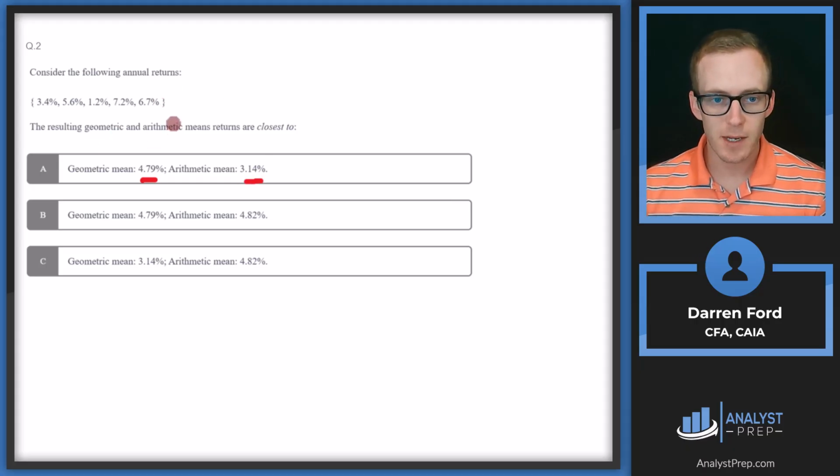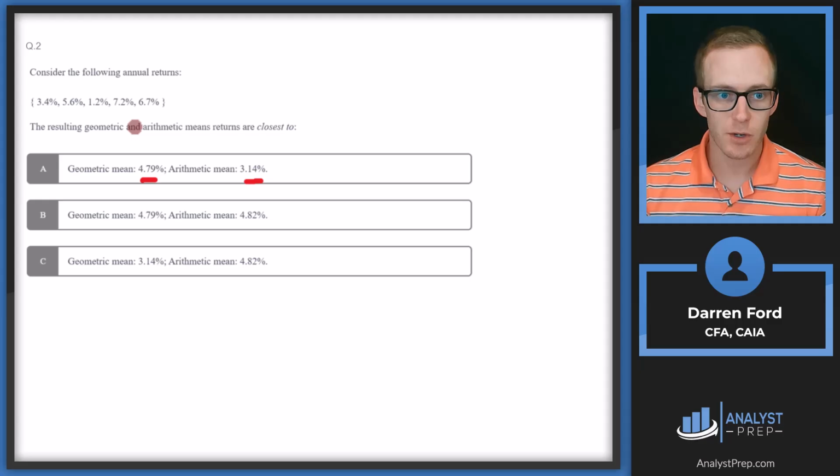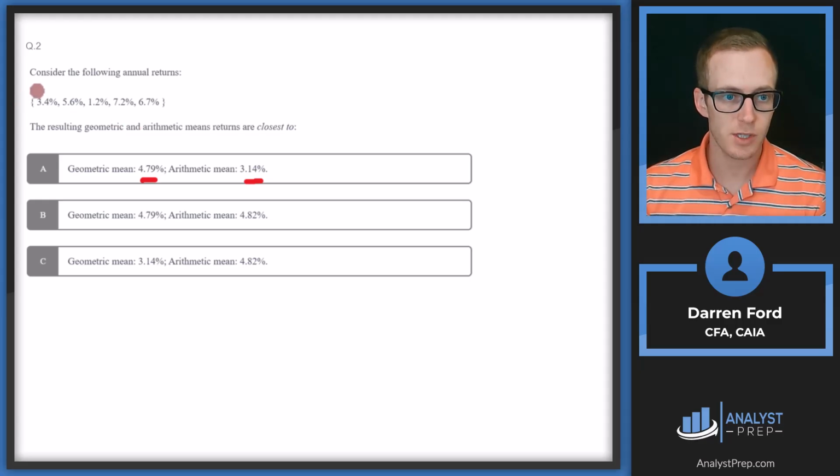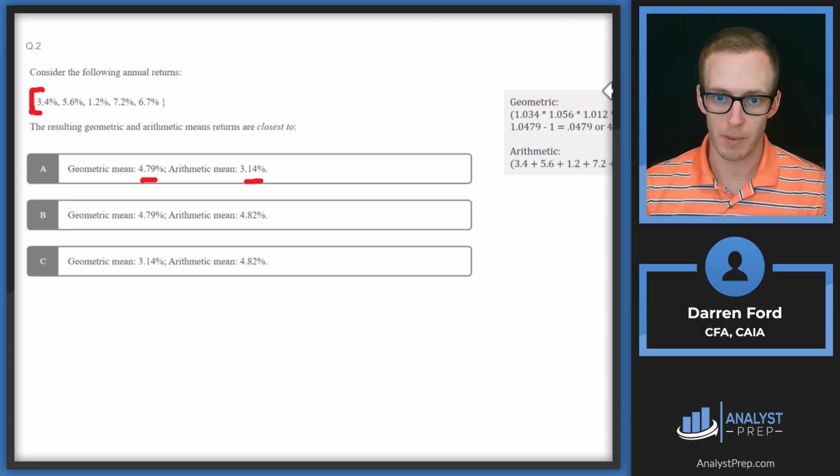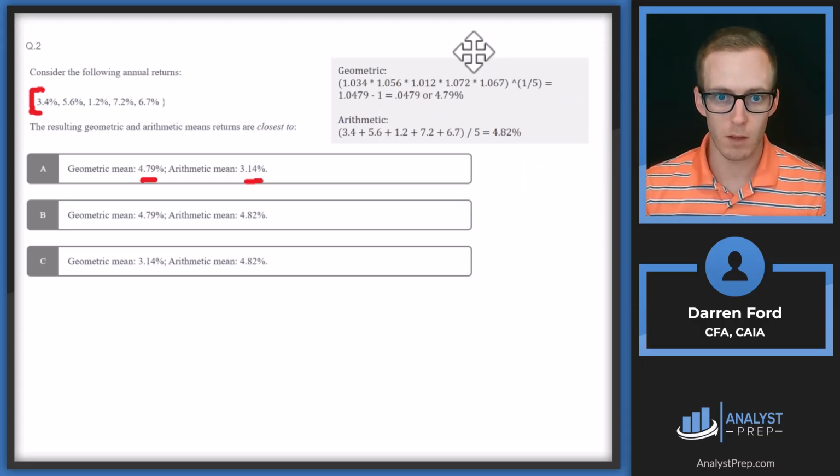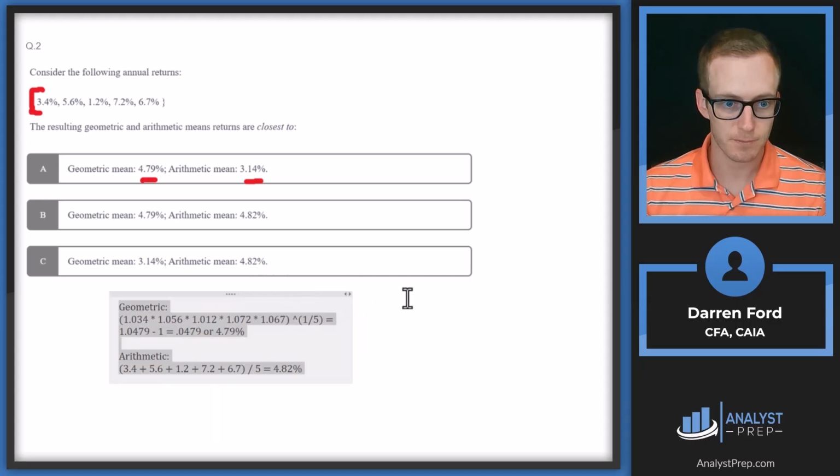Remember, geometric mean is going to be our compounded return. So we're going to do 1 plus each of these return streams and then multiply that to the subsequent return stream. So it'll look like 1.03 times 1.056 and so on and so forth. If any of these were negative, then that would be subtracted from the 1. But these are all going to be positive, so it'll be 1 plus. They'll all be greater than 1. Let's bring this down here.